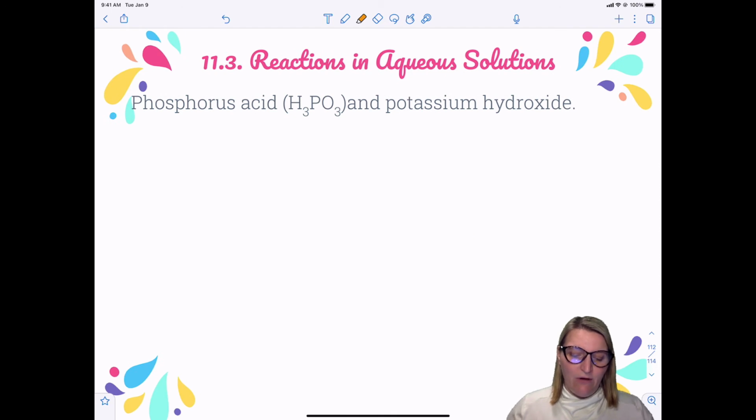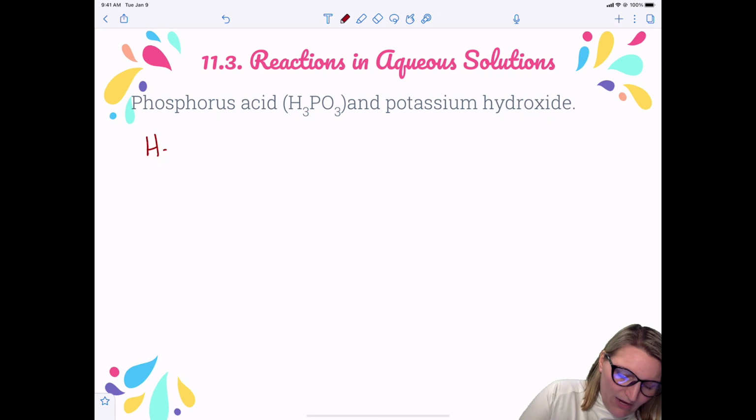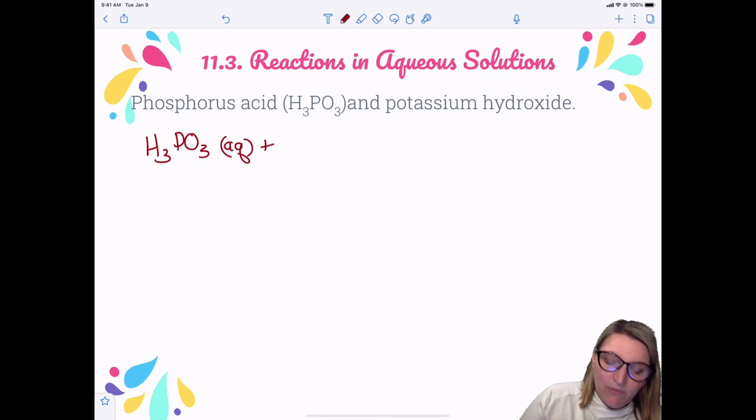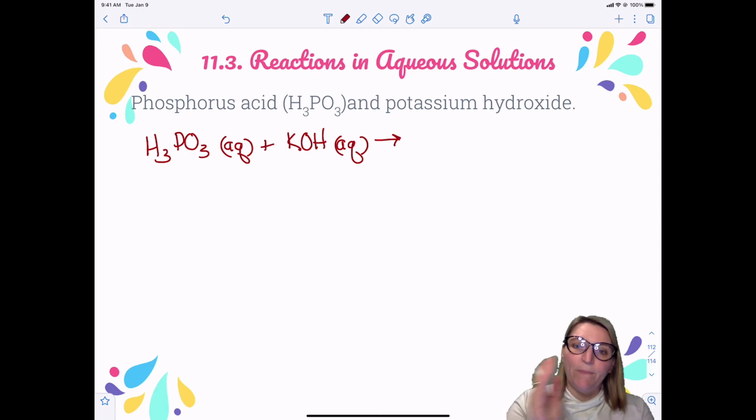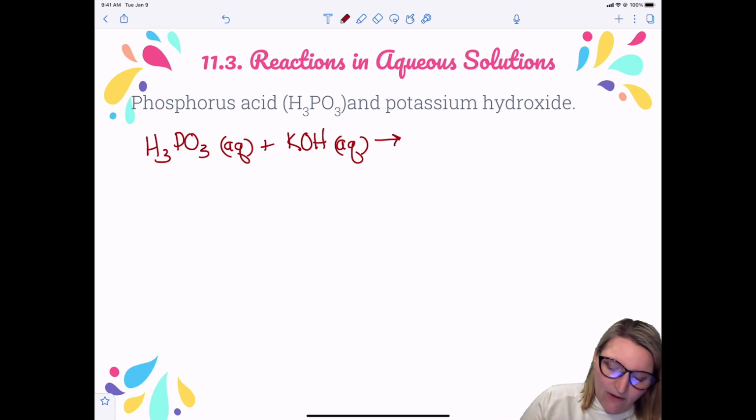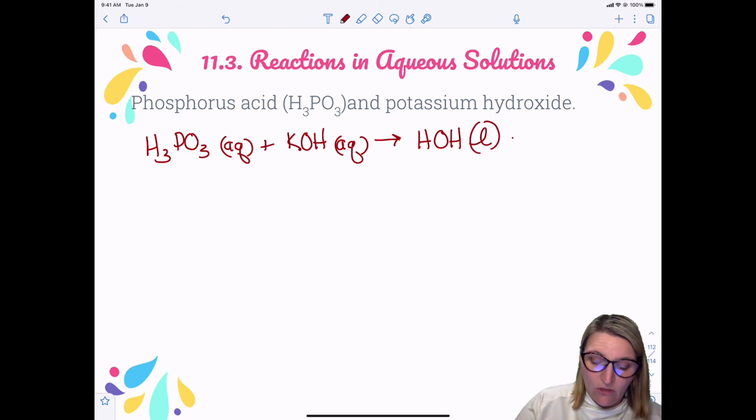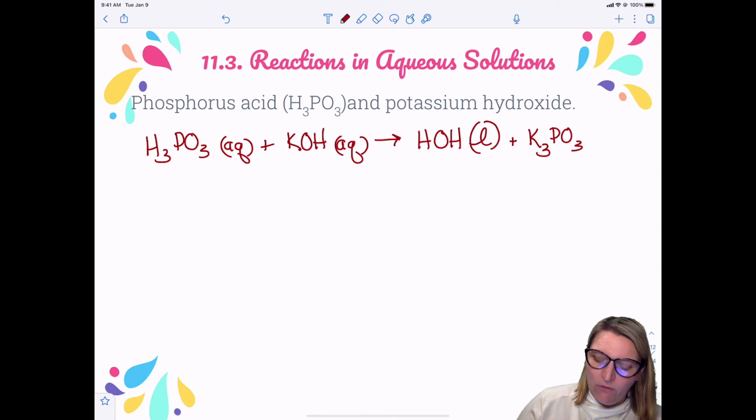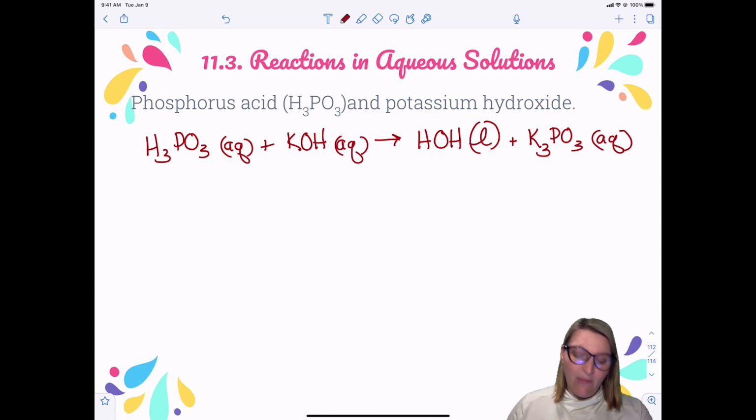So here's an example: phosphorous acid plus potassium hydroxide. H3PO3, all acids are aqueous. Potassium hydroxide, KOH, and you can look on the solubility rules, that is also aqueous. What is that going to form? Positive of one, negative of the other is going to be HOH, that's water, and that's liquid, not aqueous. And then the other product that forms is K3PO3, and that is aqueous. So that's the chemical equation.